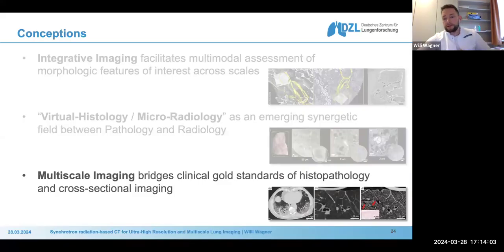The courtesy goes to ESRF and, like I said, Dan Jonik and Max Ackermann, the pathologists that I was lucky to work with in this project.